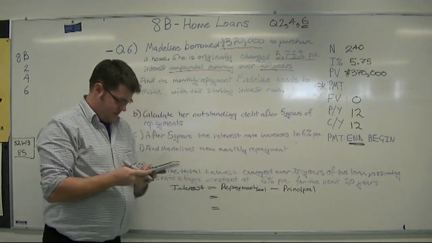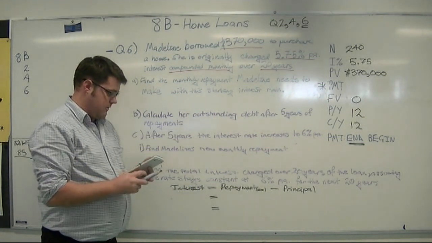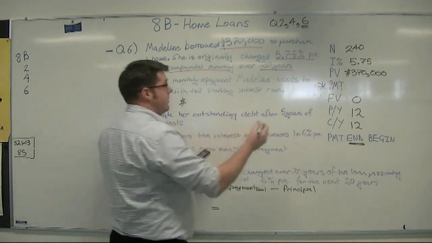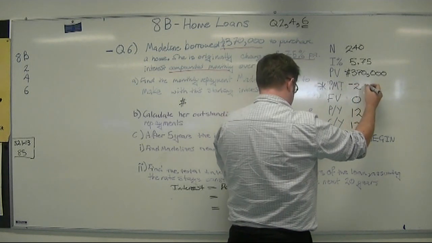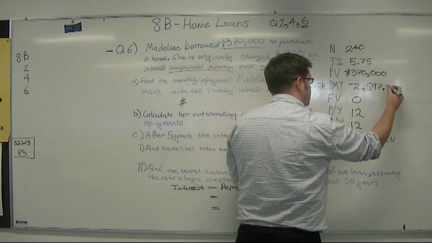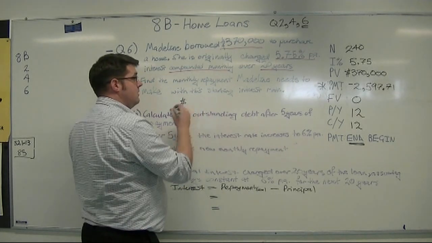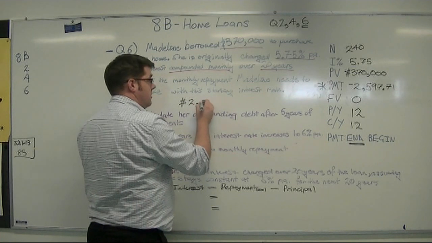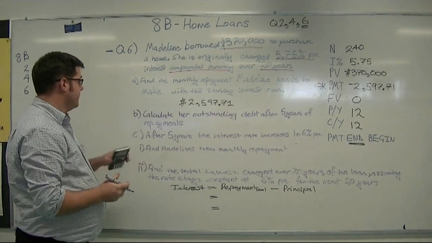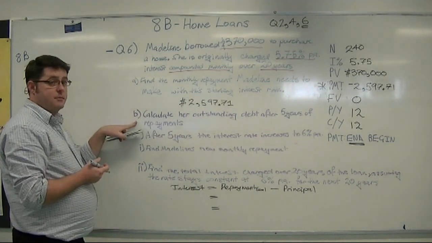So if we turn our calculator on and we go into Apps, Finance, TVM Solver, plug these values in, we'll find out that the repayments will come out as negative 2597.71. So that's negative, meaning we have to pay back the bank the money. So here we have 2597.71. There's our answer. Now, part B asks us to calculate our outstanding debt after 5 years of repayments.